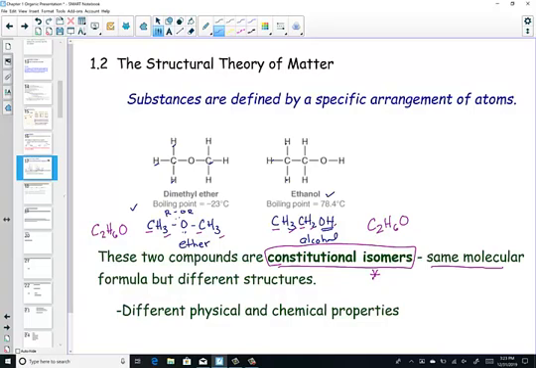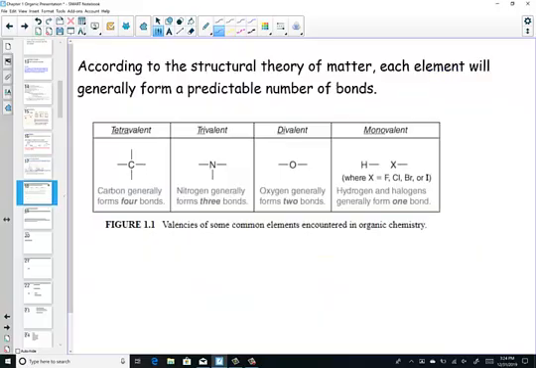Those are compounds that share the same molecular formula, even though their connectivity is quite different. And because they have those atoms connected in a different order, they have very different chemical and physical properties from one another. So substances are not only defined by what elements they have, but how they're connected together. That's the heart of the structural theory of matter. And according to this theory of matter, we can predict how many bonds an element will have just based on its location on the periodic table.